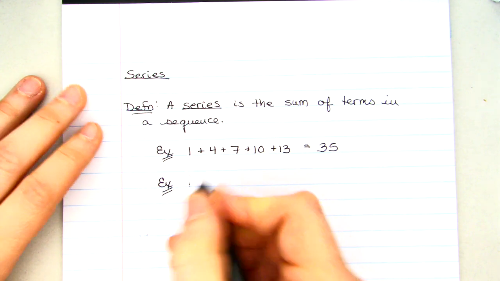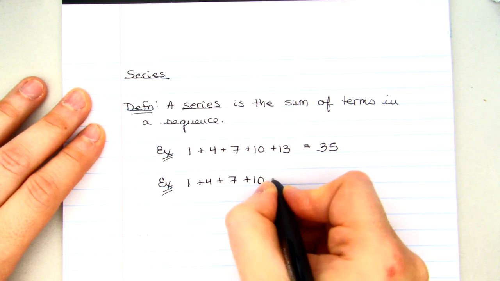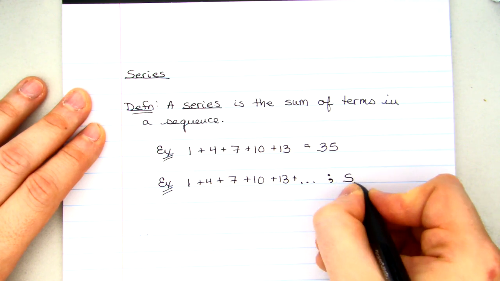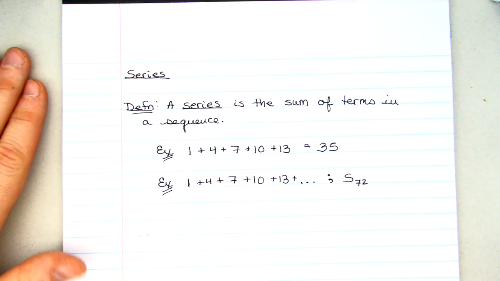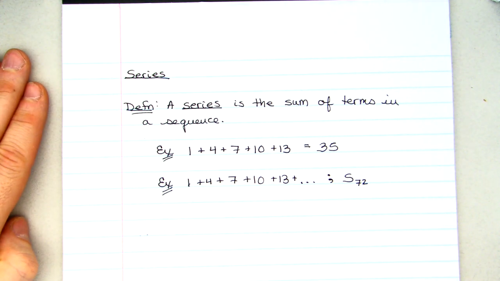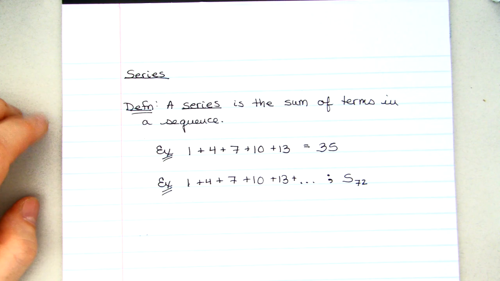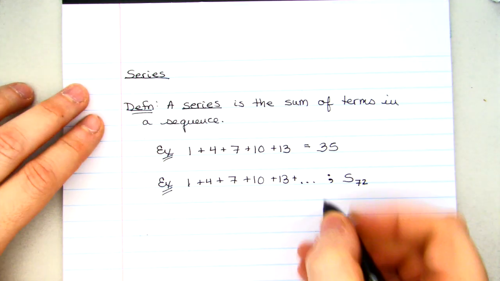Next couple classes, we're going to look at sums written in a form like this: 1 plus 4 plus 7 plus 10 plus 13 plus ..., S sub 72. What does that mean? What do you remember? Connor? Add all of them until it kind of gets 72. Yeah, you're going to add up 72 numbers. That's exactly what this is saying.